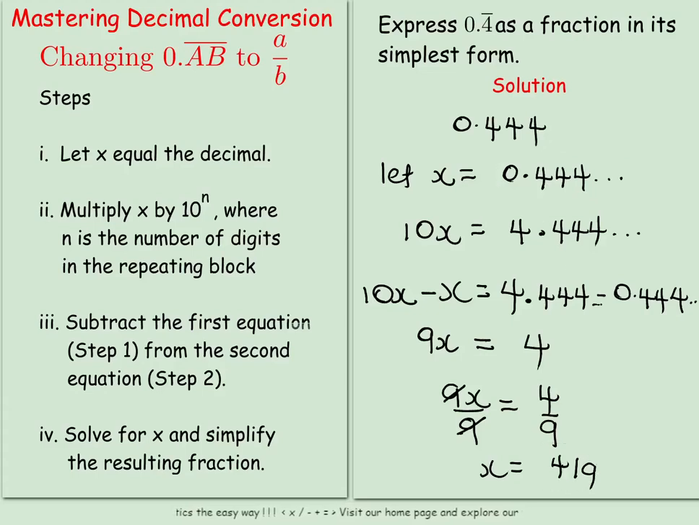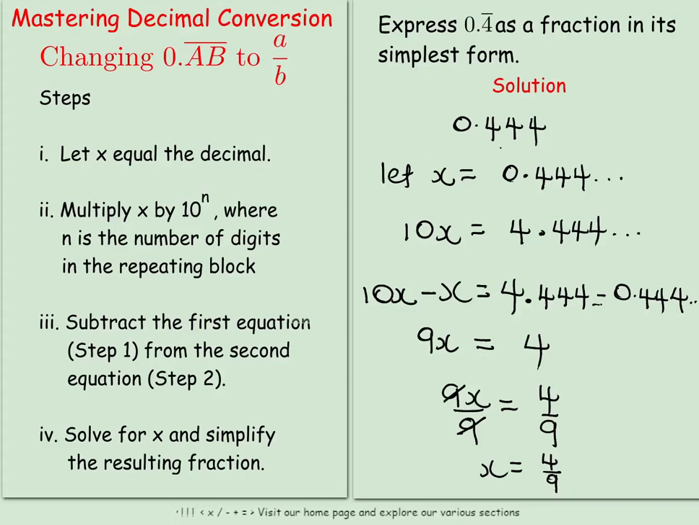So it simply means 0.444, which was a recurring decimal, in simplest form is actually 4/9. As simple as you see. And all we did was to just follow the rules.